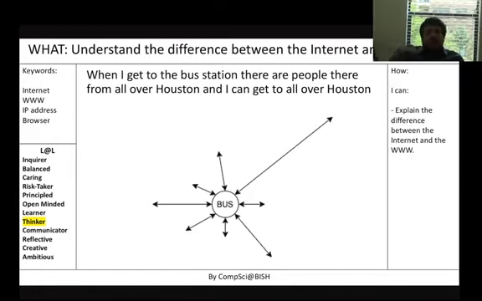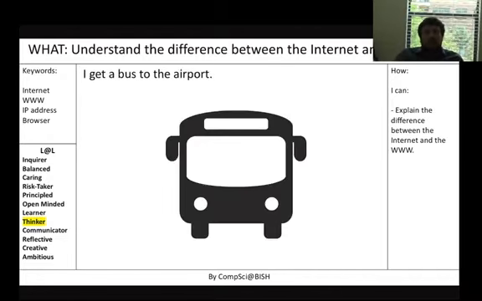When I get to the bus station, I'm going to take the bus to the airport. I'm going to take this route here to get to the airport. But as I said, there are lots of other buses I could take to get to other places, and I want to keep that in mind. So I take the bus to the airport.